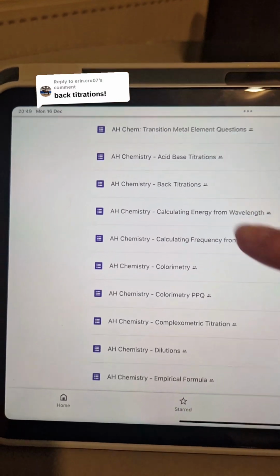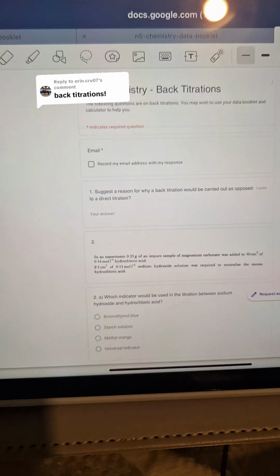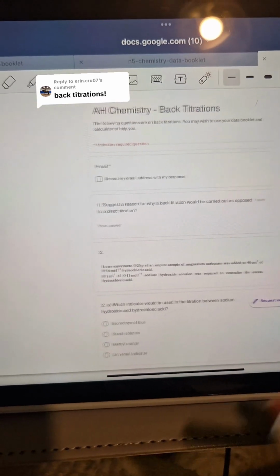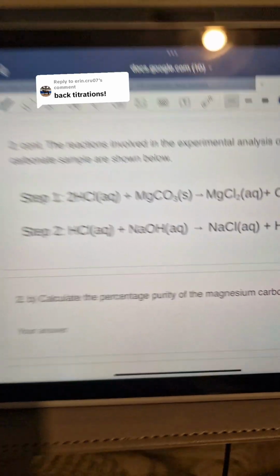Advanced Higher Chemists, this one is for you. Let's do a back titration calculation. These are the back titration questions or quiz that's in my Advanced Higher Chemistry Google Classroom, but let's just pick one of these questions and give it a go.